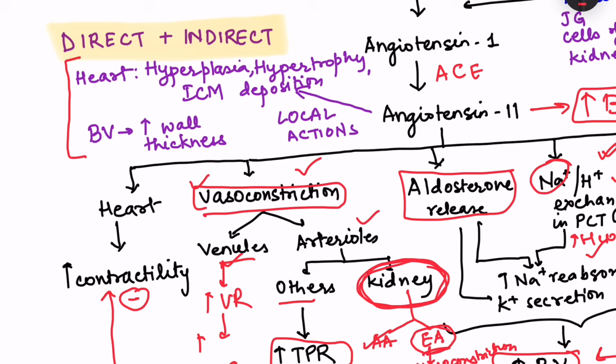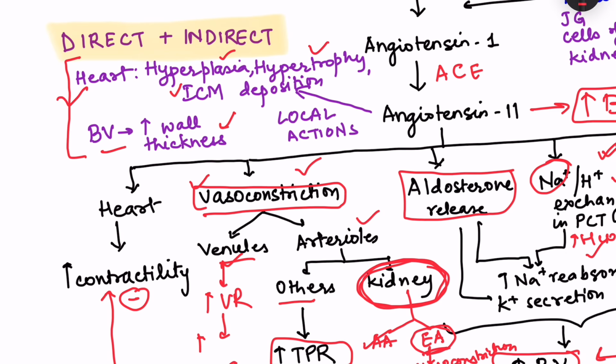So, in the heart, it causes hyperplasia, hypertrophy, and increase in intracellular matrix deposition, that is increase in the collagen deposition. It is causing fibrosis. Okay, so there is increase in the number of the cells and there is fibrosis as well. Collagen deposition is occurring. Same thing is happening in the blood vessels as well. There is increase in the wall thickness and intimal thickness also. Intima is the inner layer of the blood vessel, that also thickens. So that is the direct action.